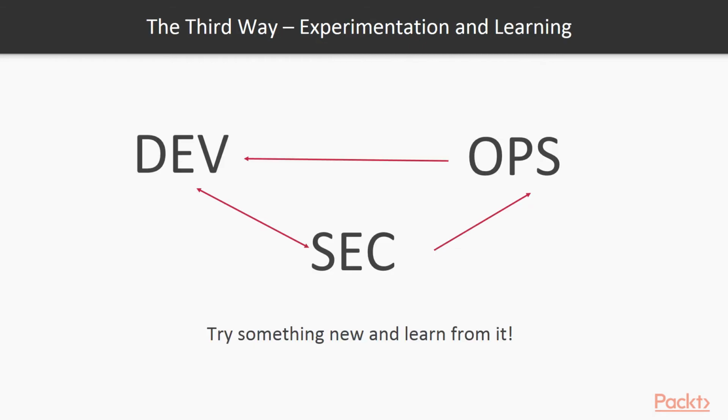The third way of DevSecOps is about creativity and experimentation. Don't be afraid to try something new and learn from it. Trying to invent a new process or improving a process is key to getting more secure outcomes. You should understand what you are doing and what outcomes you should get, then learn from those as you go.